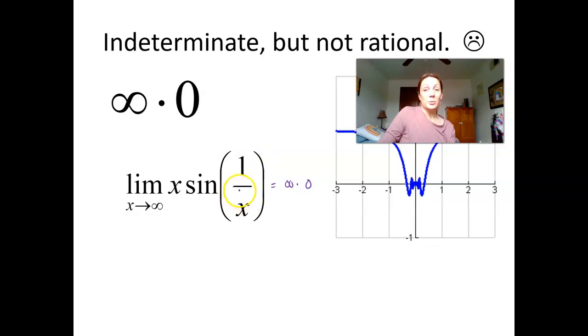All you have to do is rewrite this as rational. There's a real easy way to do that. Anytime there's an x out front, okay, you just rewrite it like this. Instead of multiplying by x, you divide by 1 over x. That's the same thing algebraically.